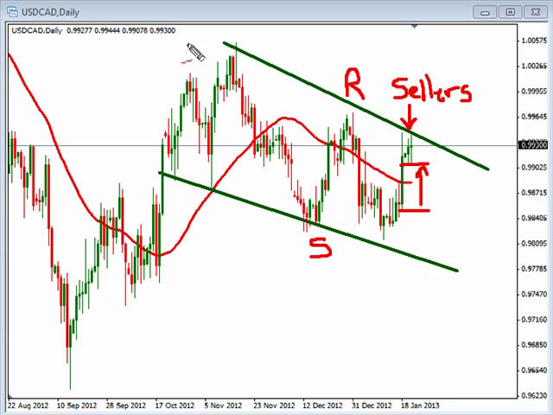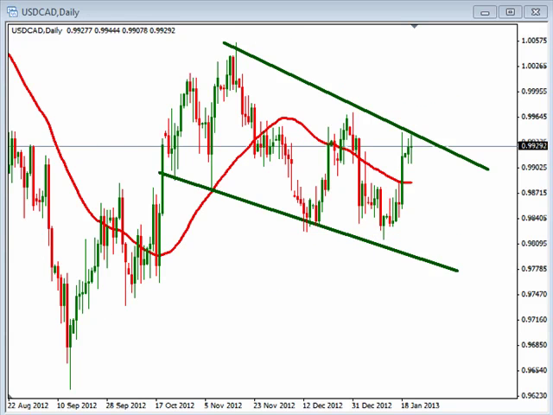Now, we can also look at prior highs and prior lows as areas of support and resistance, and that is perfectly fine to do. We just need to be able to pick out those areas that we think are most relevant to our current situation, what's currently happening on the charts. So, kind of a bearish USD/CAD here.